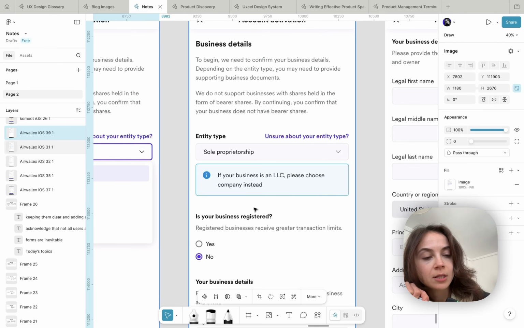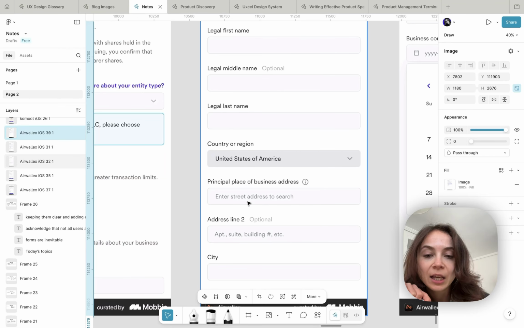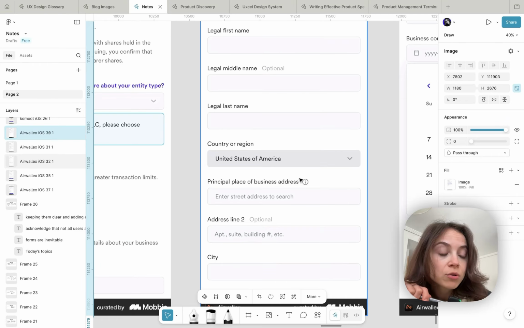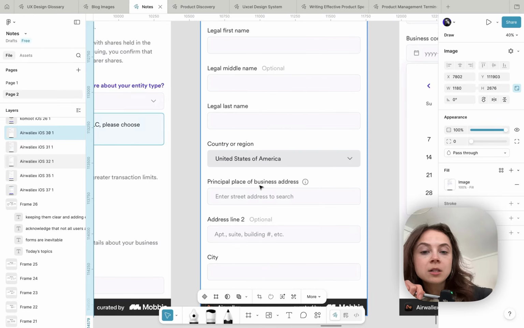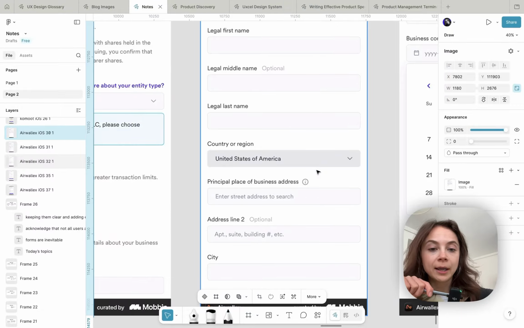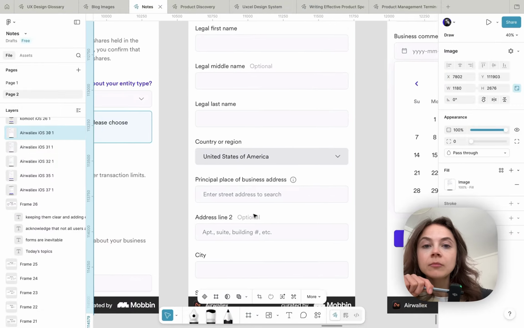Moving forward, let's take a look here at the name of this label, principal place of business address, and they're offering the info icon. Well, usually you would meet something like address line 1. And this is always kind of a point of confusion for users, because it's not very clear what address you're asking me to provide, like the owner's address, the legal, the physical entity. And here it's pretty much clear, plus they clarify here exactly what they need.